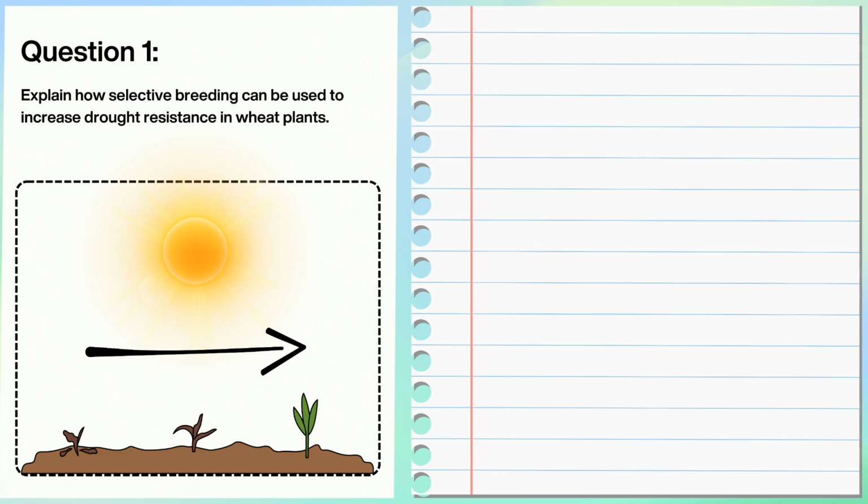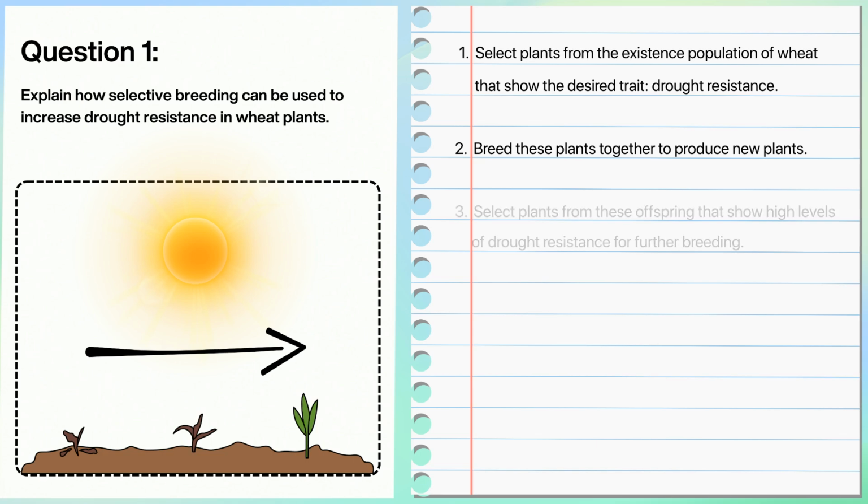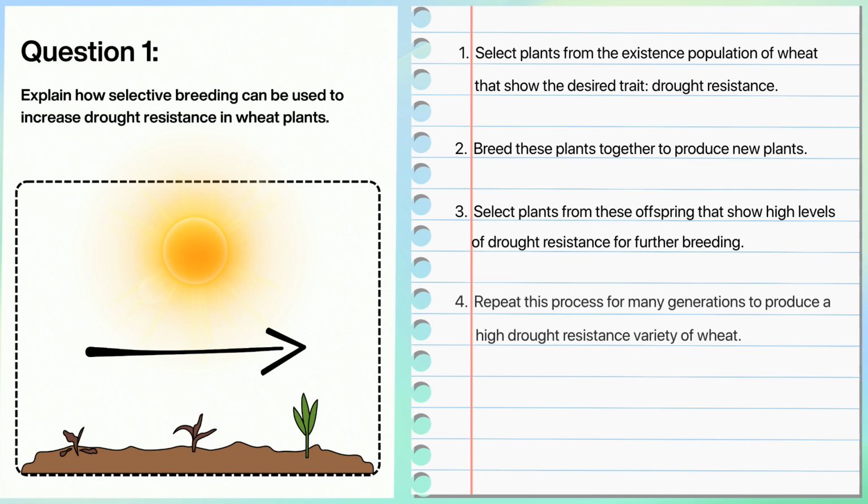Now let's go through the answer. Firstly, one should select plants from the existing population of wheat that show the desired trait, which is drought resistance. Then, breed these plants together to produce new plants. Select plants from these offspring that show high levels of drought resistance for further breeding. Finally, repeat this process for many generations to produce a high drought resistance variety of wheat.